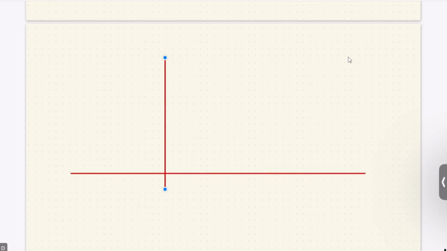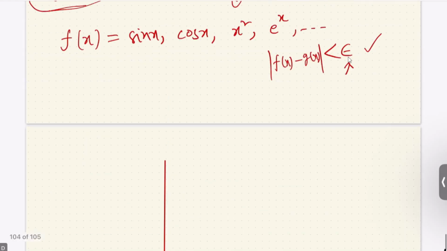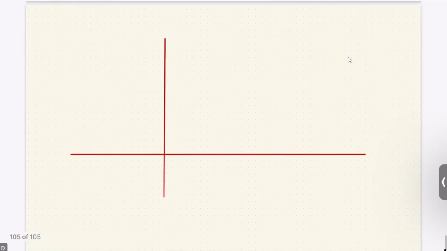Okay, somewhat okay. I will come to that point. Like what you are saying, let me write it up. Let me draw your idea. So let's say this is a system. Okay, let me choose some function. Sin x, cos x. Okay, let me choose e to the power x in between.